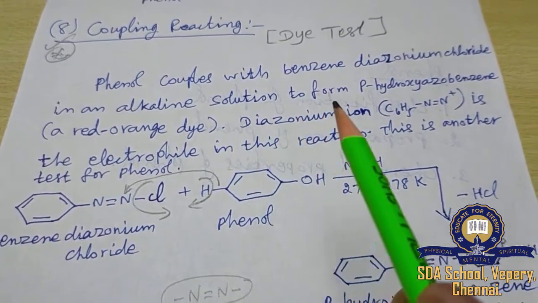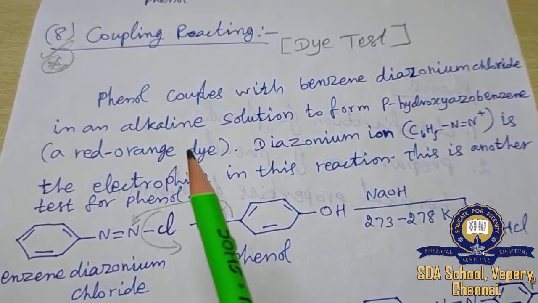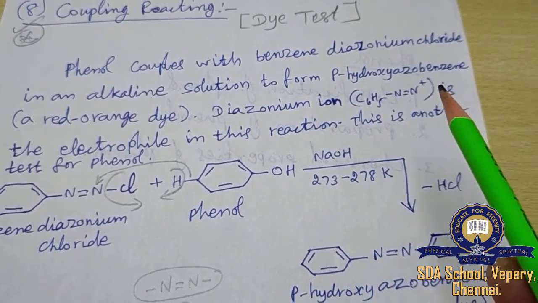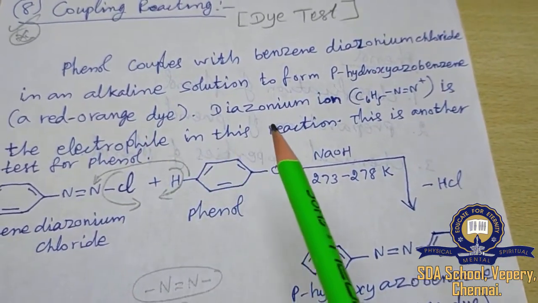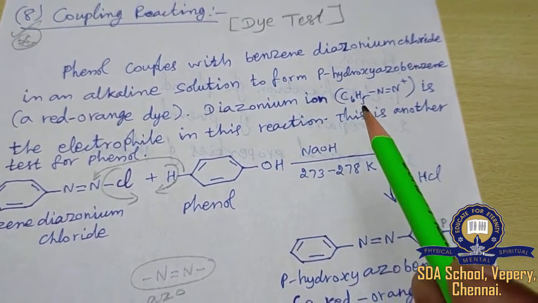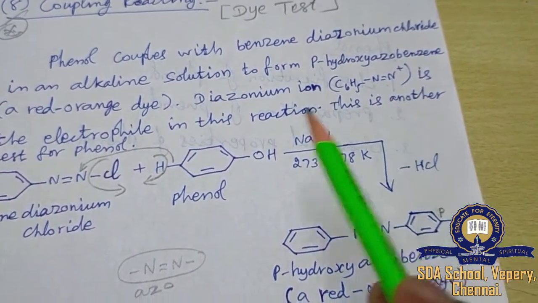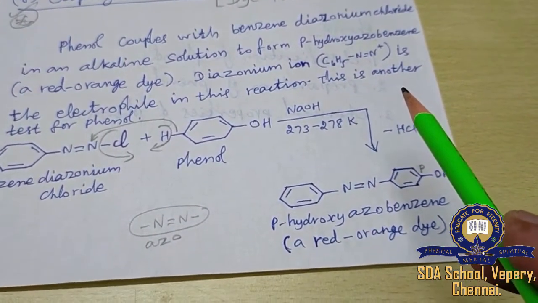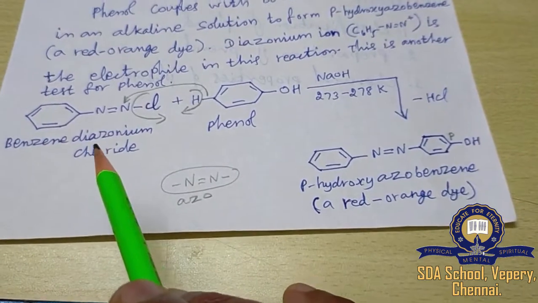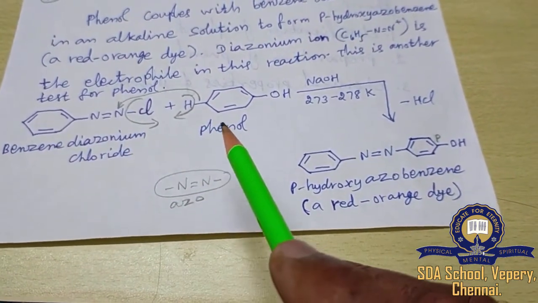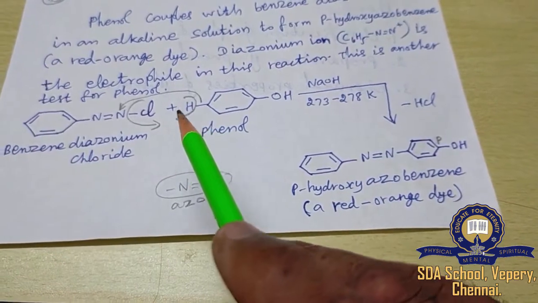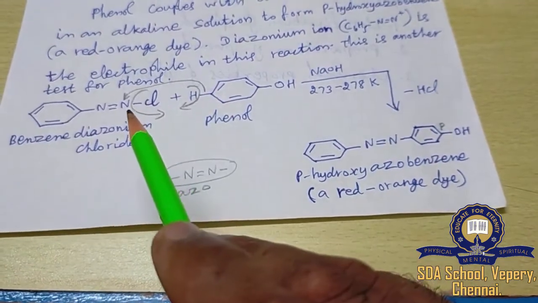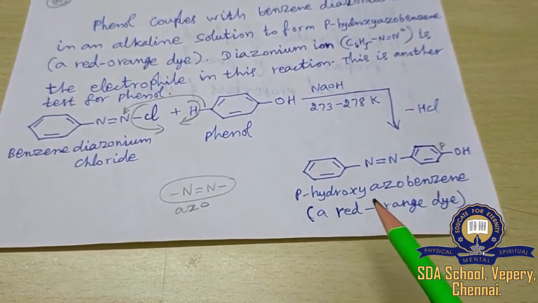Here phenol couples with benzene diazonium chloride in an alkaline solution to form para-hydroxyazobenzene. It is a red-orange dye. The diazonium ion, that is C6H5 N double bond N plus, is the electrophile in these reactions. This is another test for phenol. This is benzene diazonium chloride. This is phenol. The para position hydrogen is going to combine with that chloride ion to eliminate as hydrochloric acid. And this one, switching over on that nitrogen atom, will give you that para-hydroxyazobenzene.